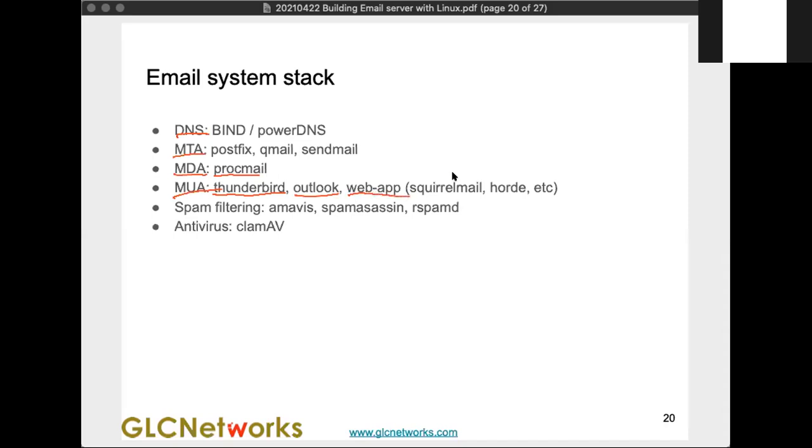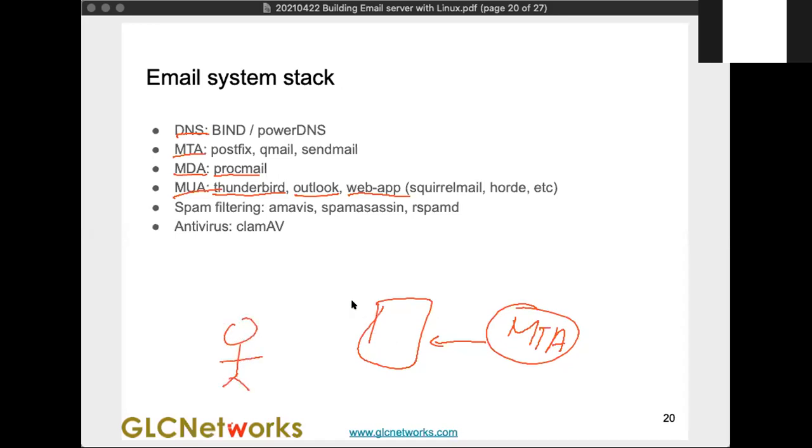And then we have web app. Sometimes this is the MTA, and here we have a web application, a web server, and then this is the user. If the user is too lazy to use the MUA, they can just log into the web server over HTTP, and the web server will access the MTA. For the web app software, you can use Squirrel Mail, Horde, or others.